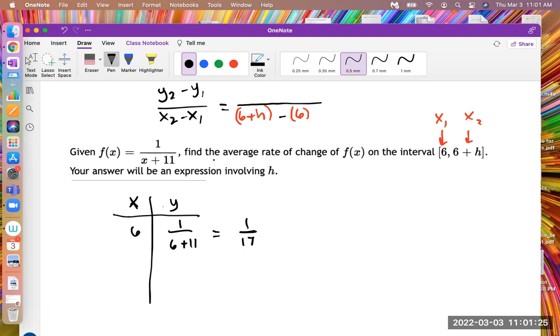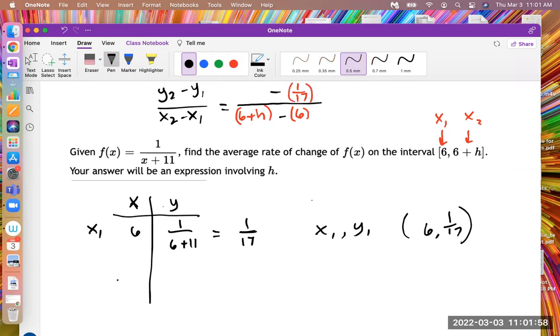So when this is my x, what I'm calling x1, 6 is my x1 and y1 is the 1 over 17. Okay, so I get to plug in now up here for the y1, I'm going to plug in 1 over 17.